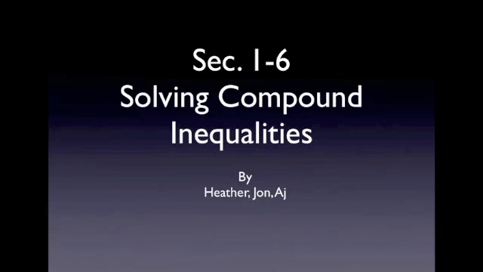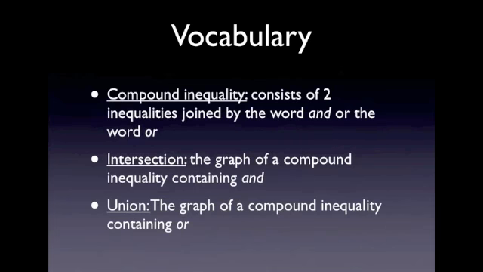Section 1-6, solving compound inequalities. Vocabulary. A compound inequality consists of two inequalities joined by the word "and" or the word "or." Intersection: the graph of a compound inequality containing "and." Union: the graph of a compound inequality containing "or."